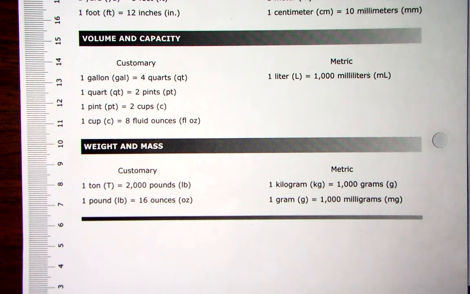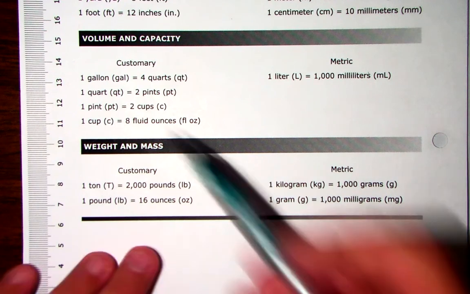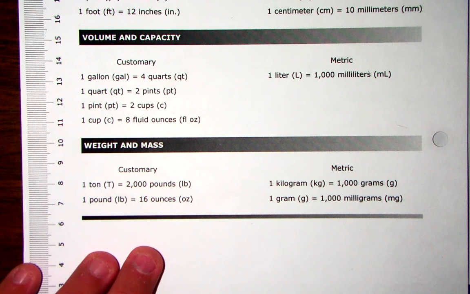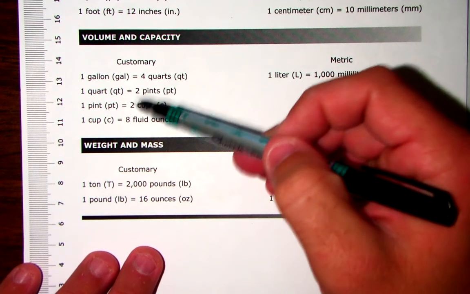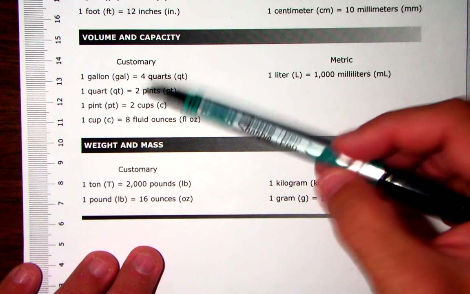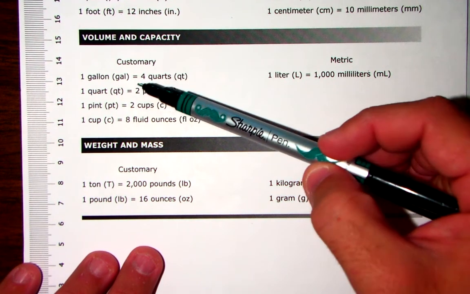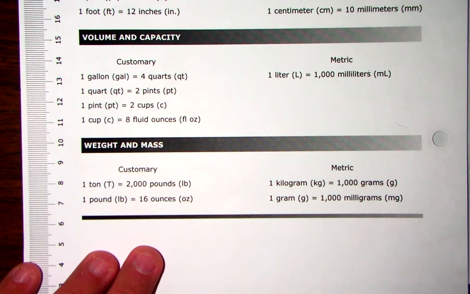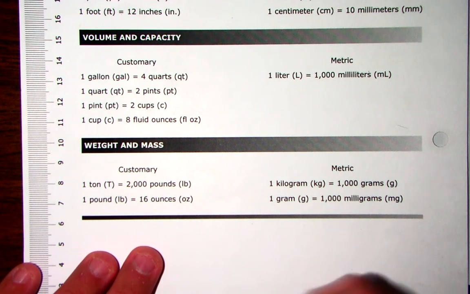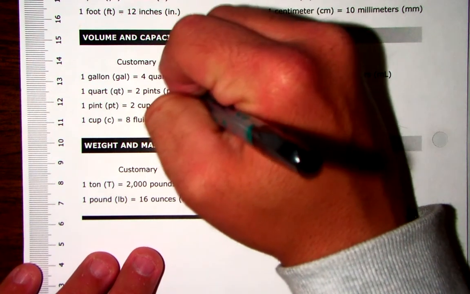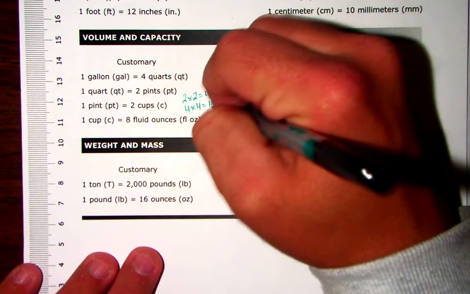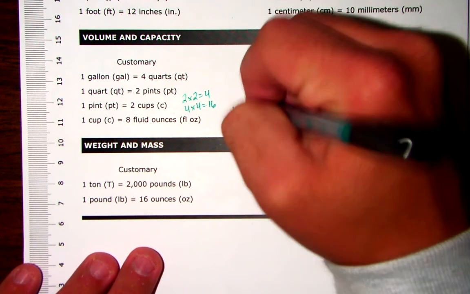Some of y'all have done the gallon man before, but I'm not going to draw that picture. But to go from cups to quarts, here's what you do. What is 2 times 2? Well, that's 4. So that means 4 pints make 2 cups. So 2 times 2 is 4. And then what's 4 times 4? 16. So there are 16 cups in 1 gallon. So again, 2 times 2 is 4. 4 times 4 is 16. So there's 16 cups in 1 gallon.